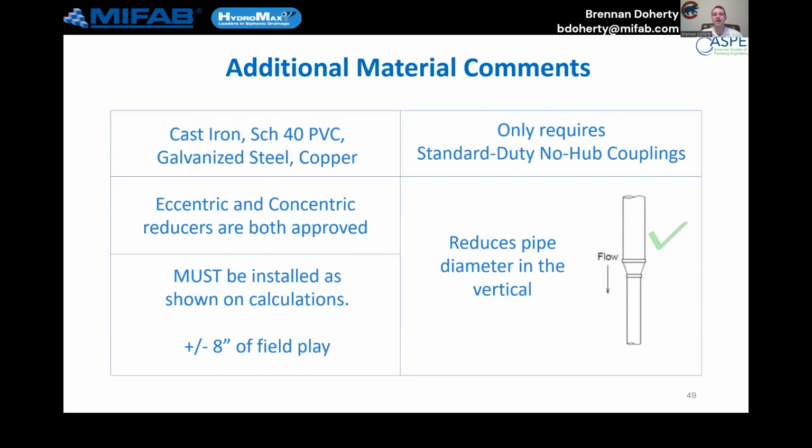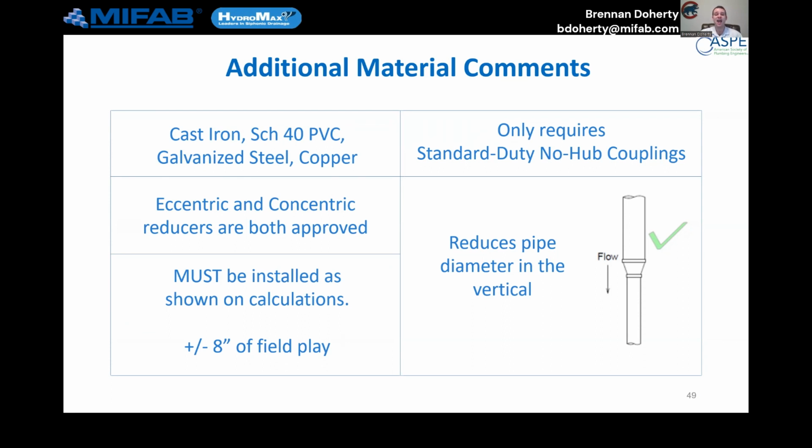Last kind of little hodgepodge of things we do want to be aware of. No special pipe, nothing pressurized. Cast iron or Schedule 40 PVC is what we see on a majority of our projects. If you're doing cast iron, you're only required two-band no-hub couplings. If you are using eccentric or concentric reducers, both are approved. So whatever you have in that project is going to work.